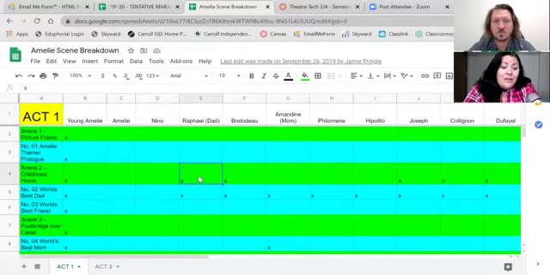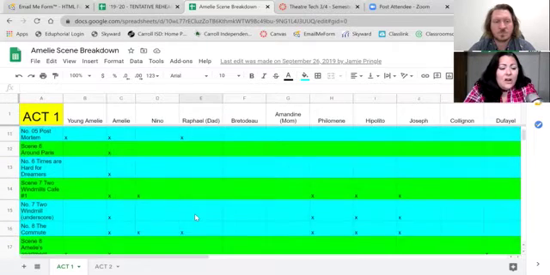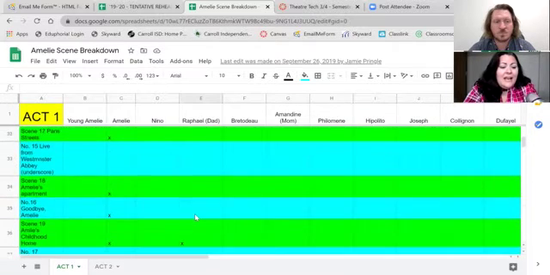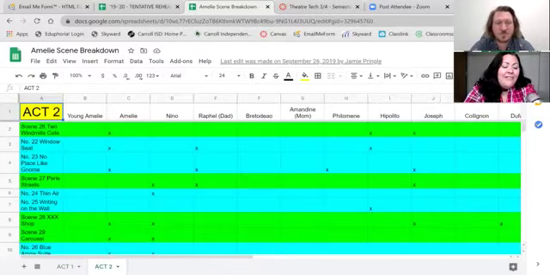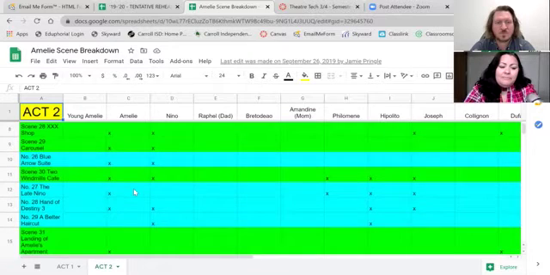And I just go through and put an X if they're in the scene. You can see this goes all the way through Act 1. This is still Act 1. And then we get to number 21, which was halfway. And then down here, I have Act 2, same thing.